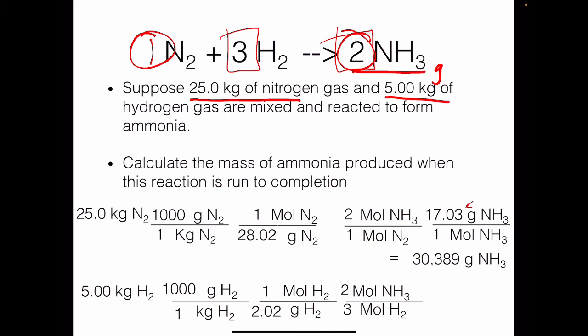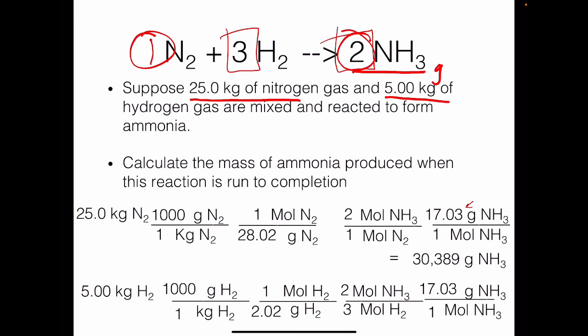And where did those numbers come from? They came from the coefficients in the balanced equation. We have one more final step to go through, and that's the same step that we used above. So we can go from moles of ammonia to grams of ammonia using, again, that number 17.03.